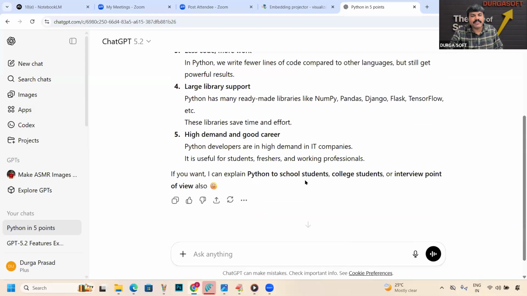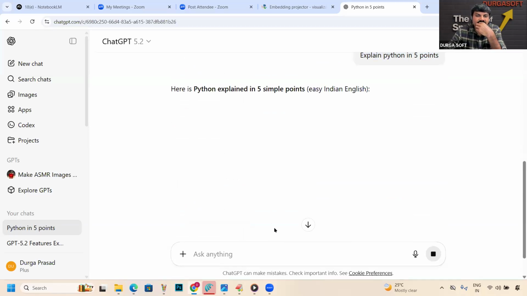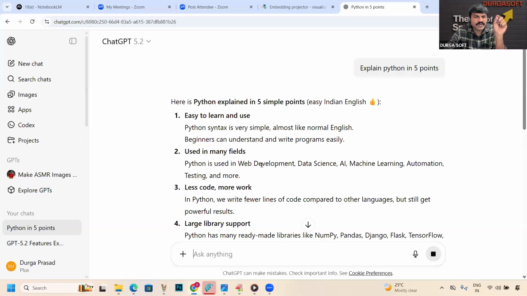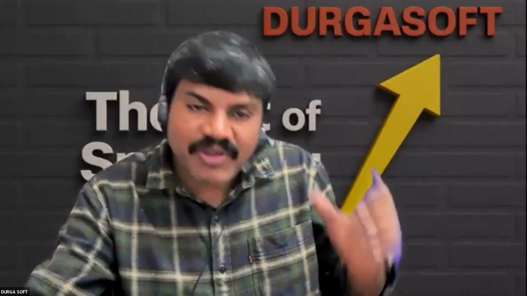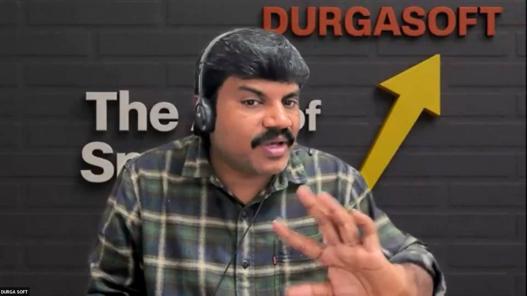So let me ask the same question again. What answer are we getting? Are you seeing the first response and the second response? Is it the same, or is there a slight difference? What was the first point we got? Easy to learn and use. But here, what is the first point? Very easy to learn. There is a small change in the response, yes, sir. The model is the same, the prompt is the same, but the response varies from run to run.